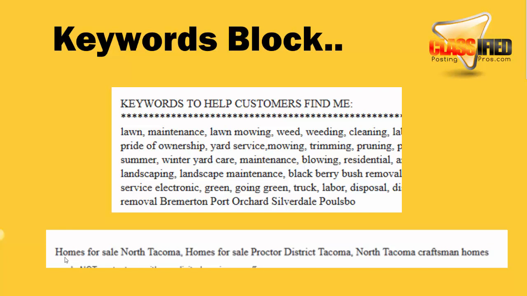So if I was to go to Craigslist and search homes for sale, North Tacoma, he's probably going to come up. Homes for sale, Proctor District, Tacoma, North Tacoma Craftsman Homes. So again, use your keywords and don't be afraid to put too many of them in there. I know that if you're stuffing a lot of keywords in something on Google, not so good, but Craigslist is a little bit different. So go ahead and don't be afraid to put your keywords in there. Just comma separate them, comma space.